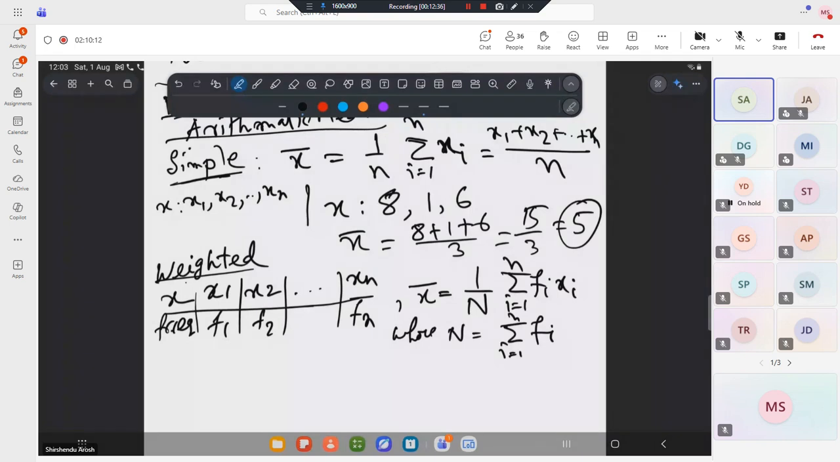Simple. Now let's take an example. X is 2, 1, 6. Now put the frequency 5.